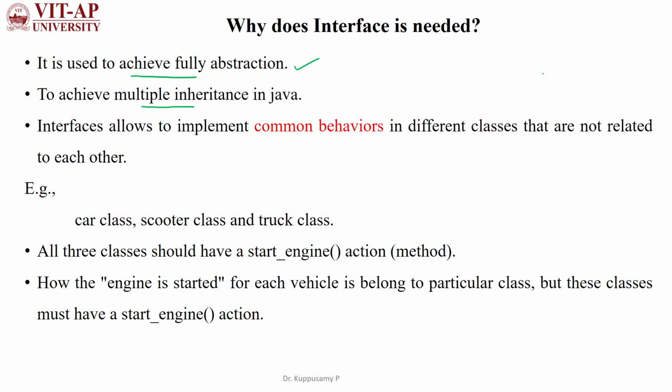We will see that in the next video. That means a class can get the features from multiple interfaces, right? So through that we can achieve the multiple inheritance concept. Interfaces allow us to implement common behaviors in different classes that are not related to each other.